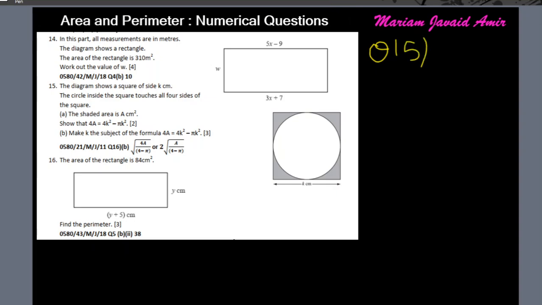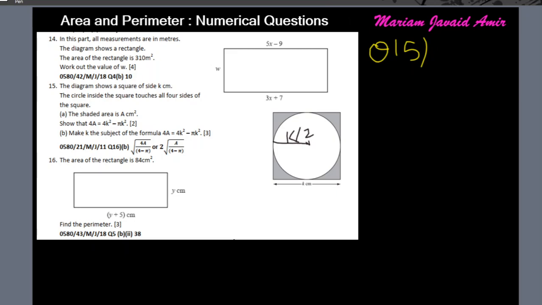The diagram shows a square of side K. The circle inside the square touches all 4 sides of the square, which means the diameter here is K as well, and the radius will be K by 2. Alright, so let me mark the radius. If this is the center, radius will be K by 2. The shaded area is A. So show that this equation holds true.